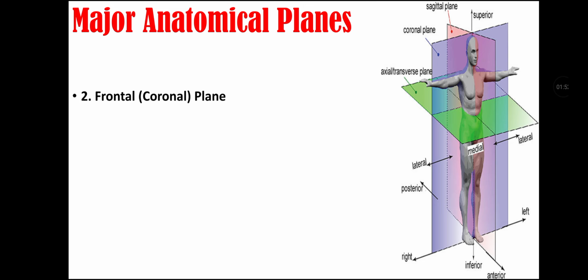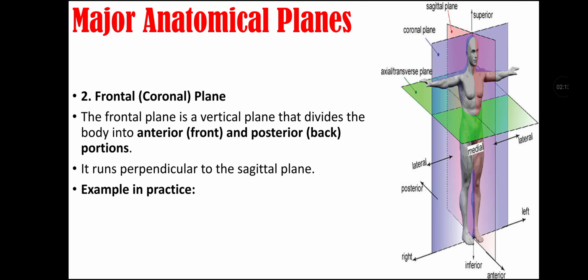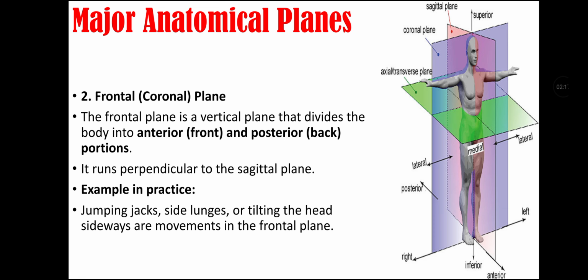Next major anatomical plane is the frontal plane, that is also called the coronal plane. The frontal plane is a vertical plane that divides the body into anterior and posterior portions. Or we can say a vertical plane that divides the body into front and back portions is the frontal plane or coronal plane. It runs perpendicular to the sagittal plane. Examples in practice of the frontal plane are jumping jacks, side lunges, or tilting the head sideways, which are movements that occur in the frontal plane.